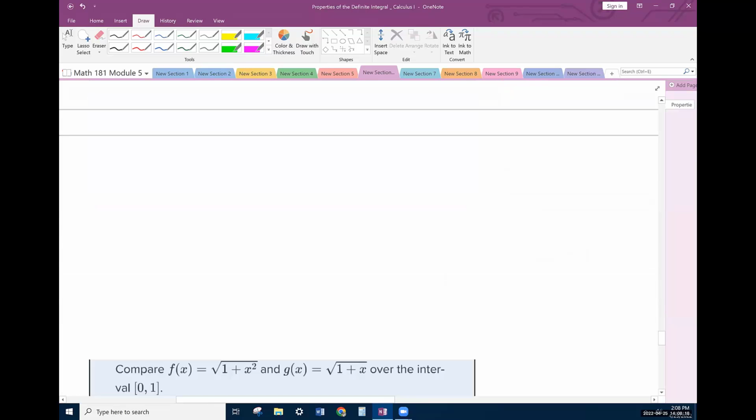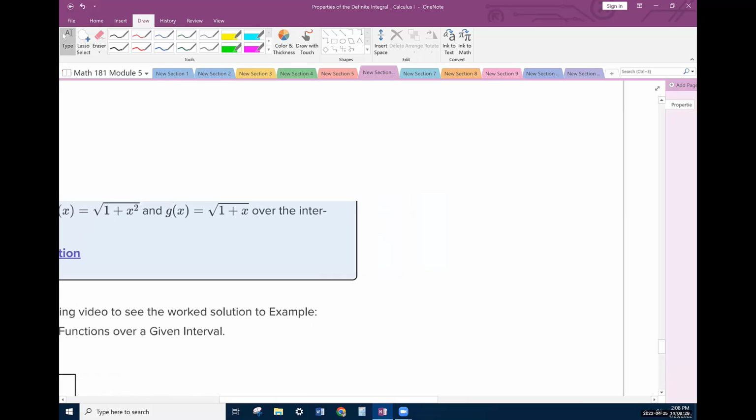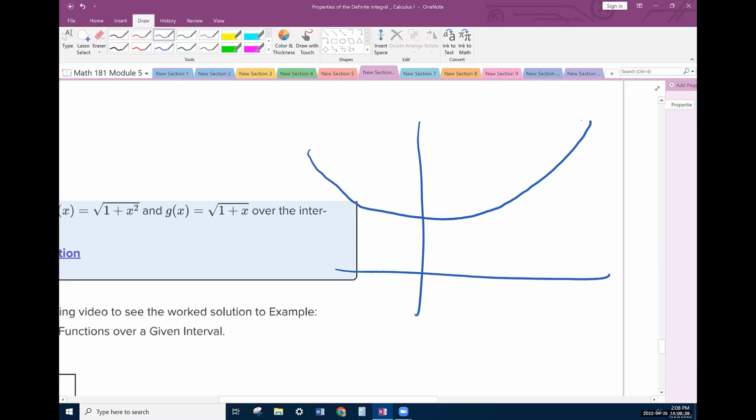Okay, comparing two functions. So f of x equals the square root of 1 plus x squared, and g of x equals the square root of 1 plus x, over the interval. Compare them. I really wanted to do this on Desmos, but I'm just going to draw it up here. Your square root of 1 plus x squared has a graph that looks like this. It's not quite a parabola. Your other graph, the square root of 1 plus x, is a square root of x function shifted to the left by 1. So it's going to come up like this.